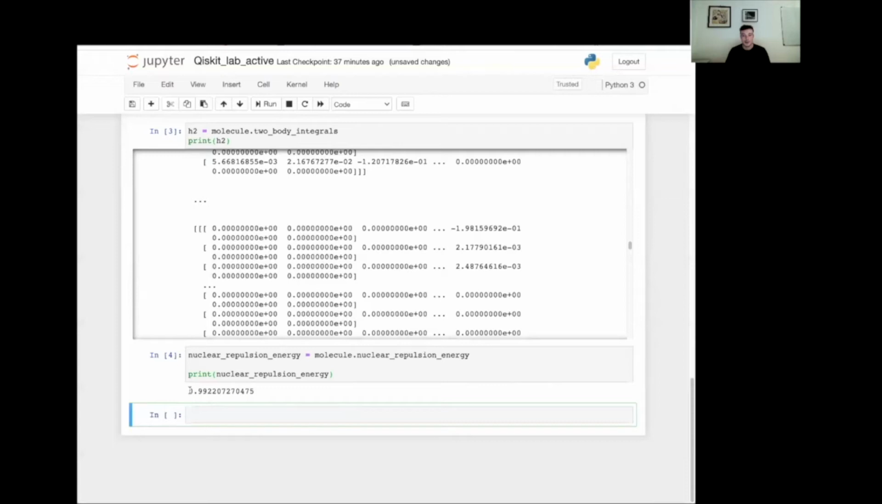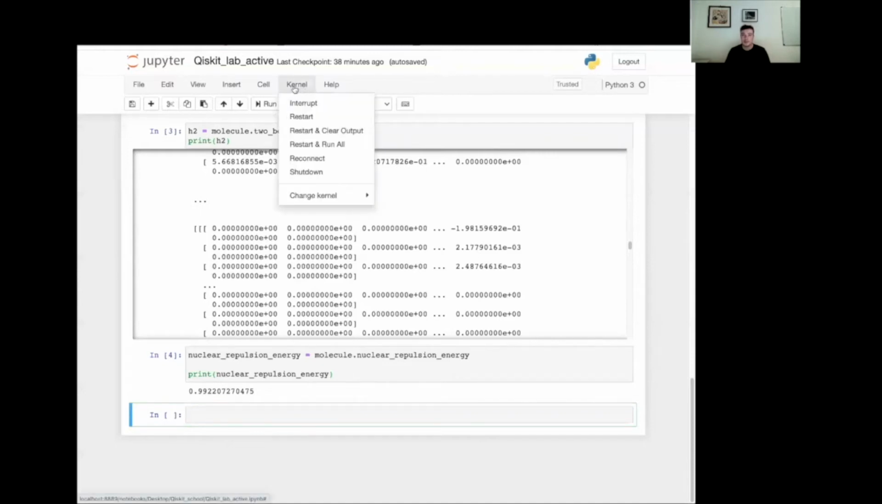Okay, so this number is expressed in Hartree units, and it tells us the repulsion between the lithium and hydrogen nuclei in our molecule. Okay, so now that we have fully specified everything about our molecule, let's start by making the first step towards the construction of a qubit Hamiltonian. The first step in Qiskit is the creation of a fermionic operator.